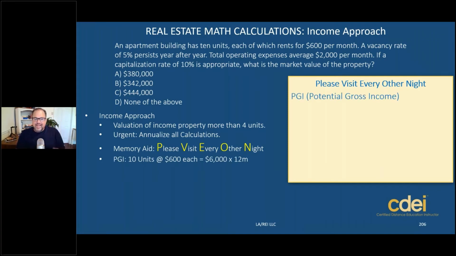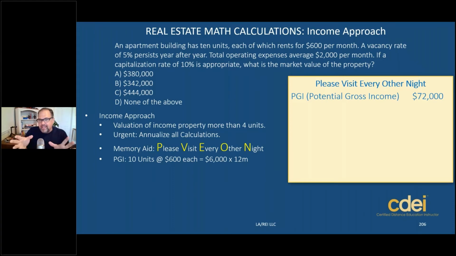Well, if I've got 10 units and they're $600 each, I've got $6,000 per month times 12 months. I have to annualize this. I get $72,000 as my potential gross income, 100% rented. That's how much I'm making per year, potentially. Now, I've got vacancy.